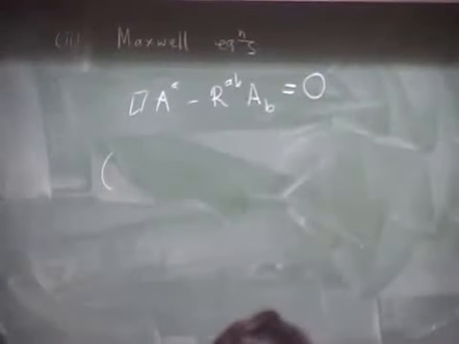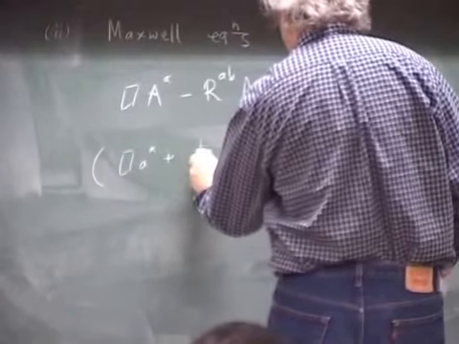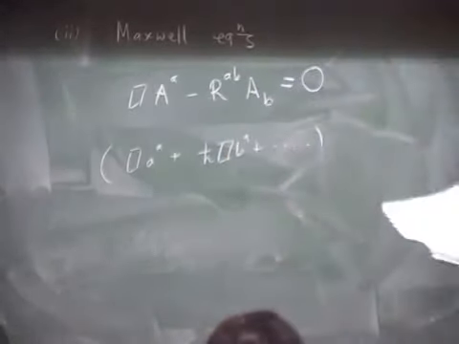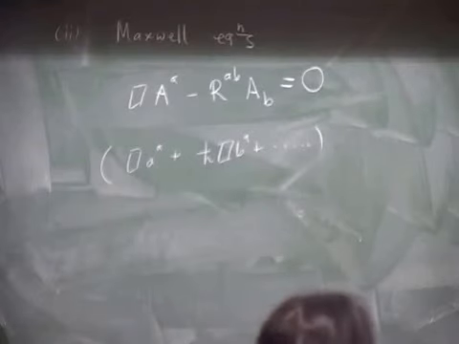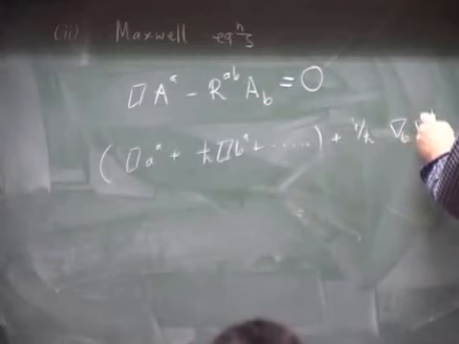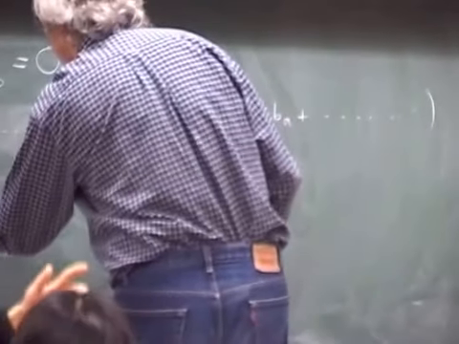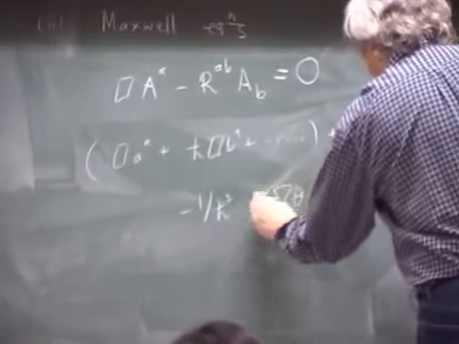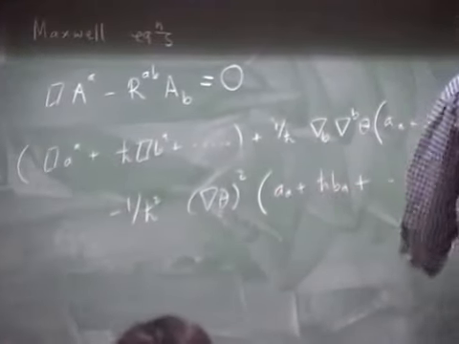There are terms involving box of each of these things. So you'll end up with box of a plus h bar box of b, plus lots of stuff. Then there will be terms involving the second derivative of theta. That will give me i over h bar box of theta, again into (a plus h bar b plus dot dot dot). Then there will be terms involving the gradient of theta squared. That will give me a minus 1 over h bar squared grad theta squared, again into (a plus h bar b plus dot dot dot).